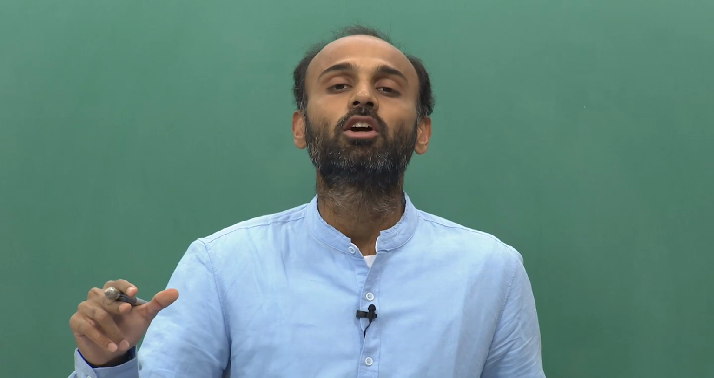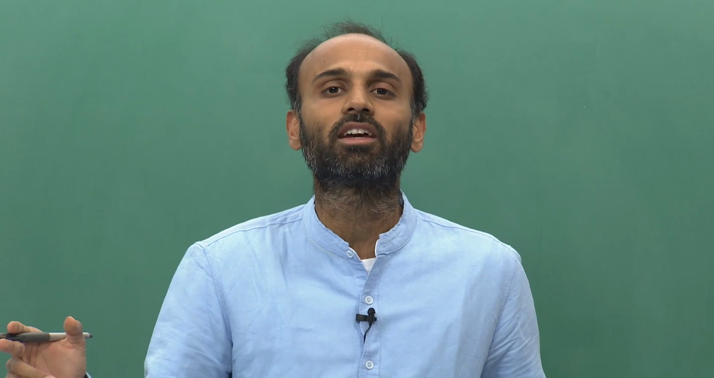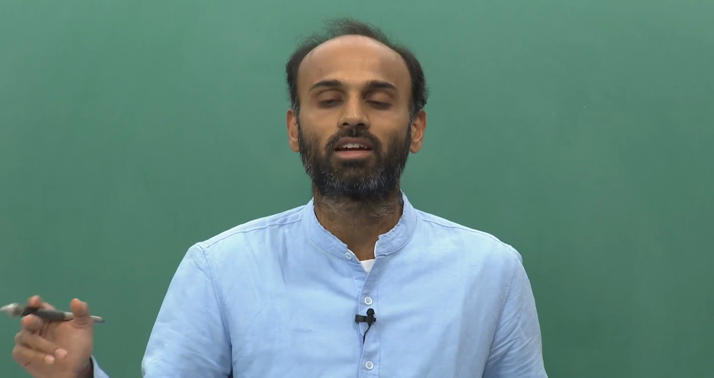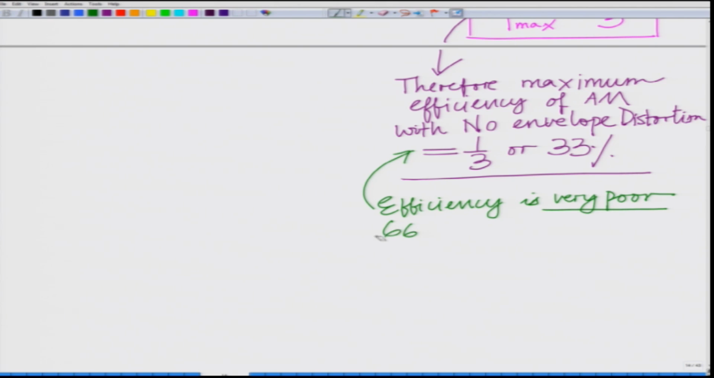So, the efficiency can be improved, but that means the power of the carrier should be decreased, or the carrier should not be transmitted altogether, and that is what we will discover in subsequent techniques of amplitude modulation, that is double sideband suppressed carrier, etc. So, therefore, to conclude, this efficiency is very poor, and 66% or 67% of power is wasted.